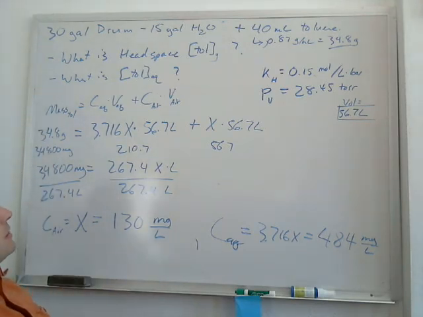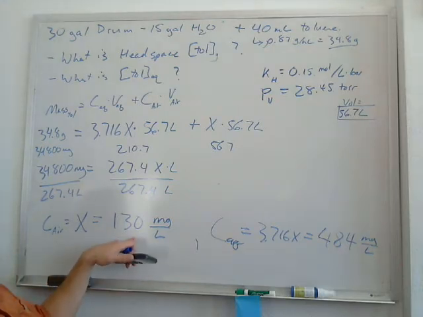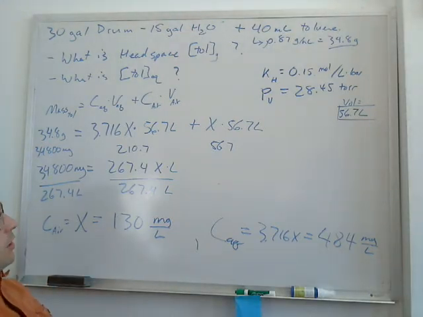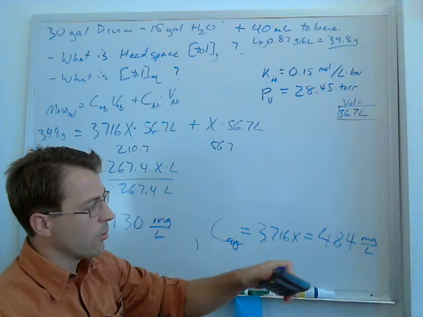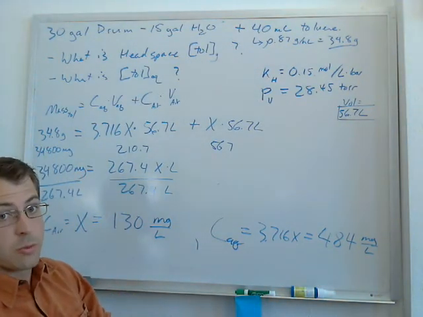What is the headspace concentration of toluene? It is 130 milligrams per liter. What is the aqueous concentration of toluene? It's going to be 484 milligrams per liter.